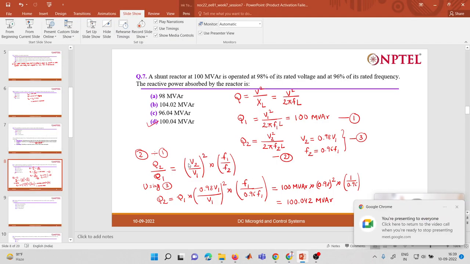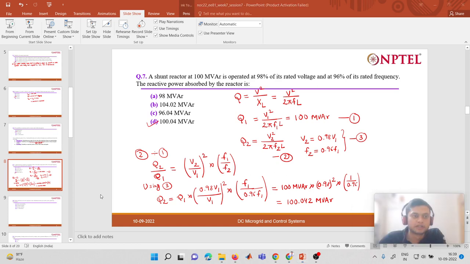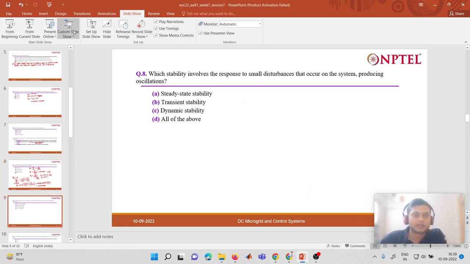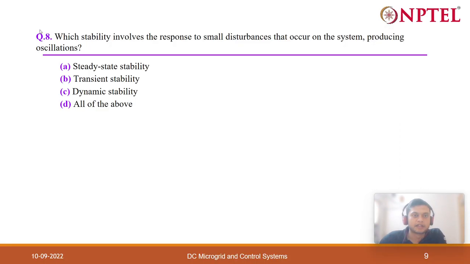Now let us see the next problem. Question number 8. Which stability involves the response to small disturbances that occur on system producing oscillation? This problem is also from the power system stability part. So first option is steady state stability, B option is transient stability, C option is dynamic stability, D option is all of the above. You can write your answer in chat box.